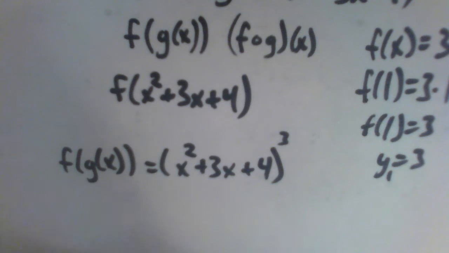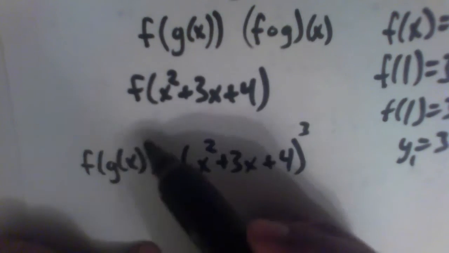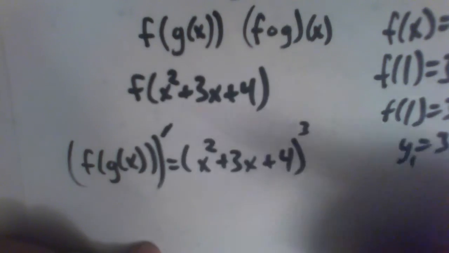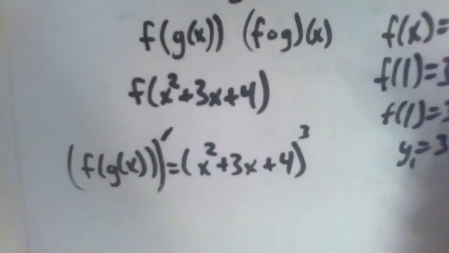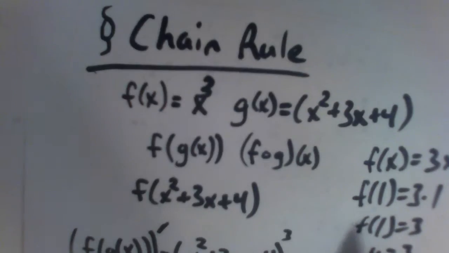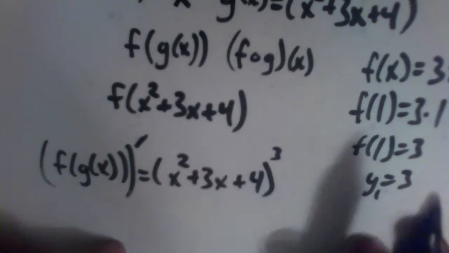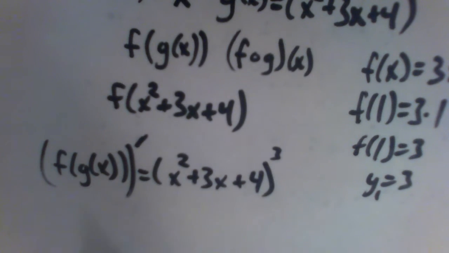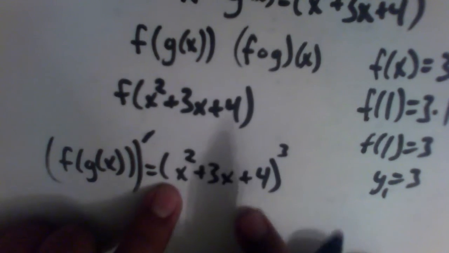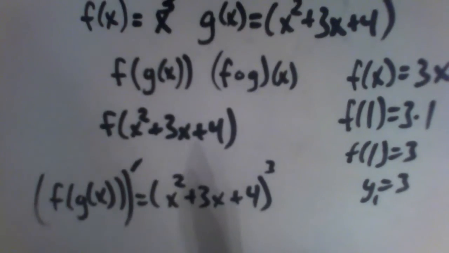But that's where the chain rule comes in handy, because you can take the derivative of this in a couple of seconds. So if we have this and we want to take the derivative, that's where the chain rule comes in. The chain rule is just like when you take a regular derivative, except it's a little different. Let me just write this on another piece of paper. Hold on.